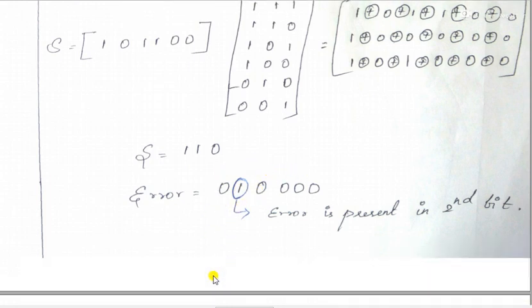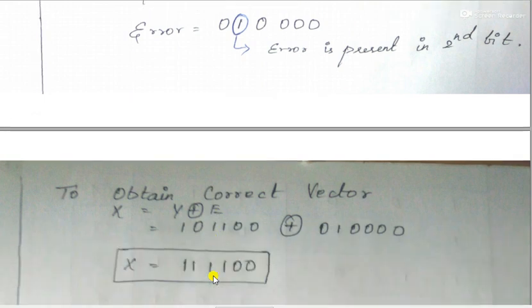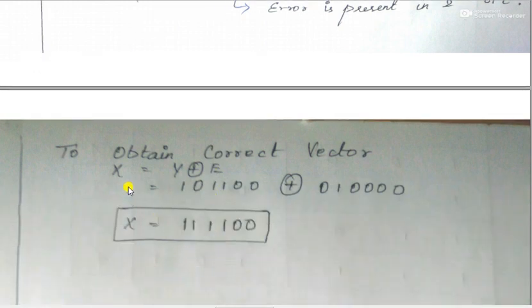Now we found the error bits. To obtain the correct vector x, the transmitted vector, our aim is to find the correct vector x. The received vector is given in the problem, the error vector we found. So now add with XOR addition: 1 plus 0, 1, 0 plus 1, 1, 1 plus 0, 1, 1 plus 0, 1, 0 plus 0, 0, 0 plus 0, 0. So this is the transmitted vector.